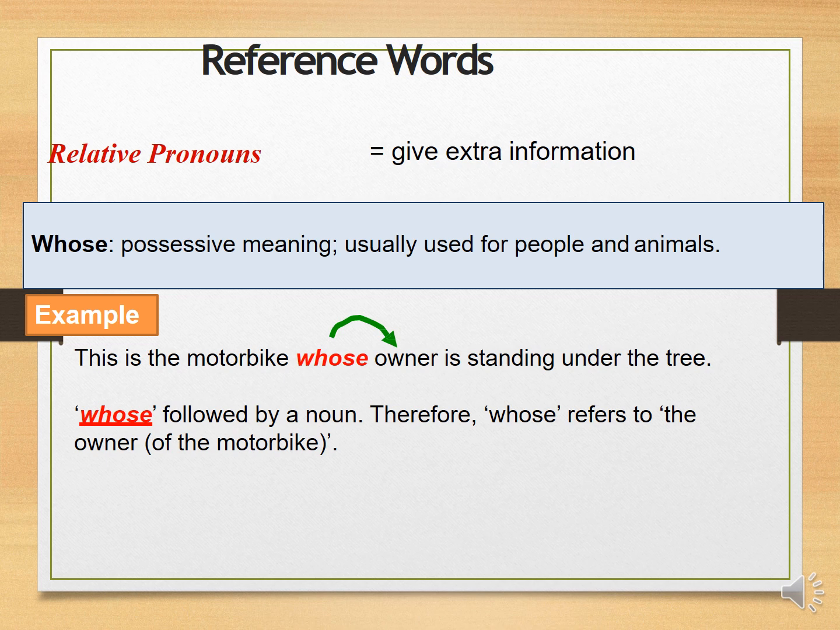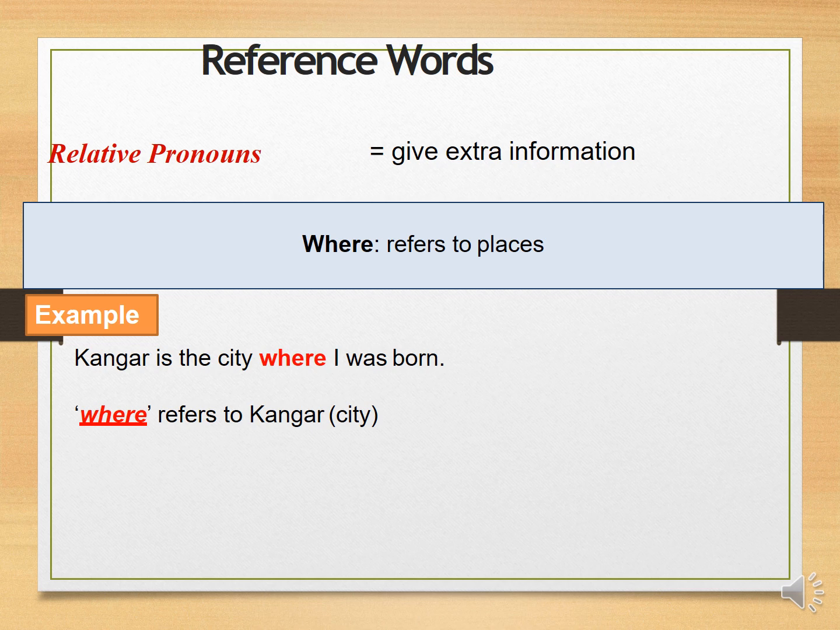Alright, so this is another example of a relative pronoun using whose. This is the motorbike whose owner is standing under the tree. So whose is referring to the owner of the motorbike. Okay. Where can also be used as reference word. Kanga is the city where I was born. So where I was born. So where is referring to Kanga.